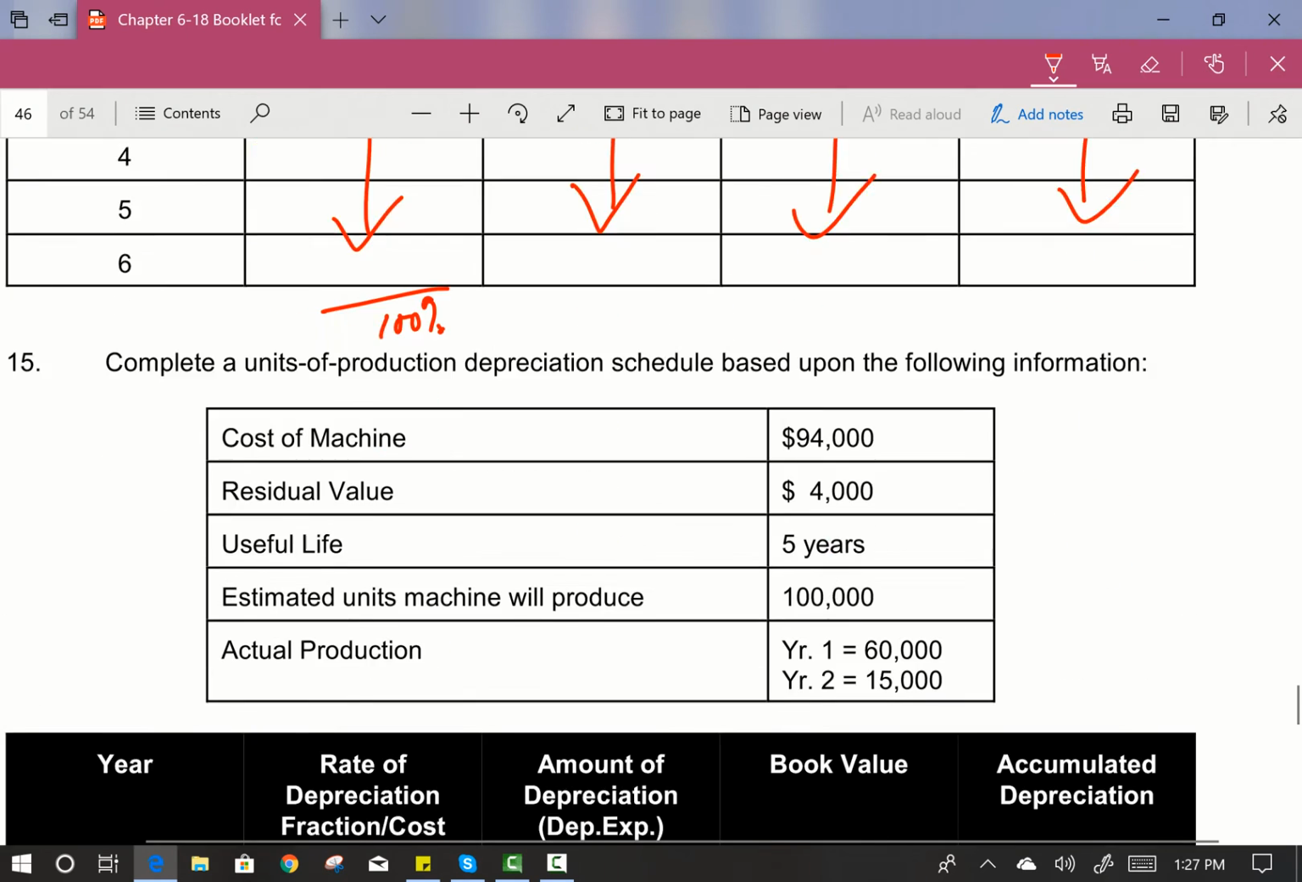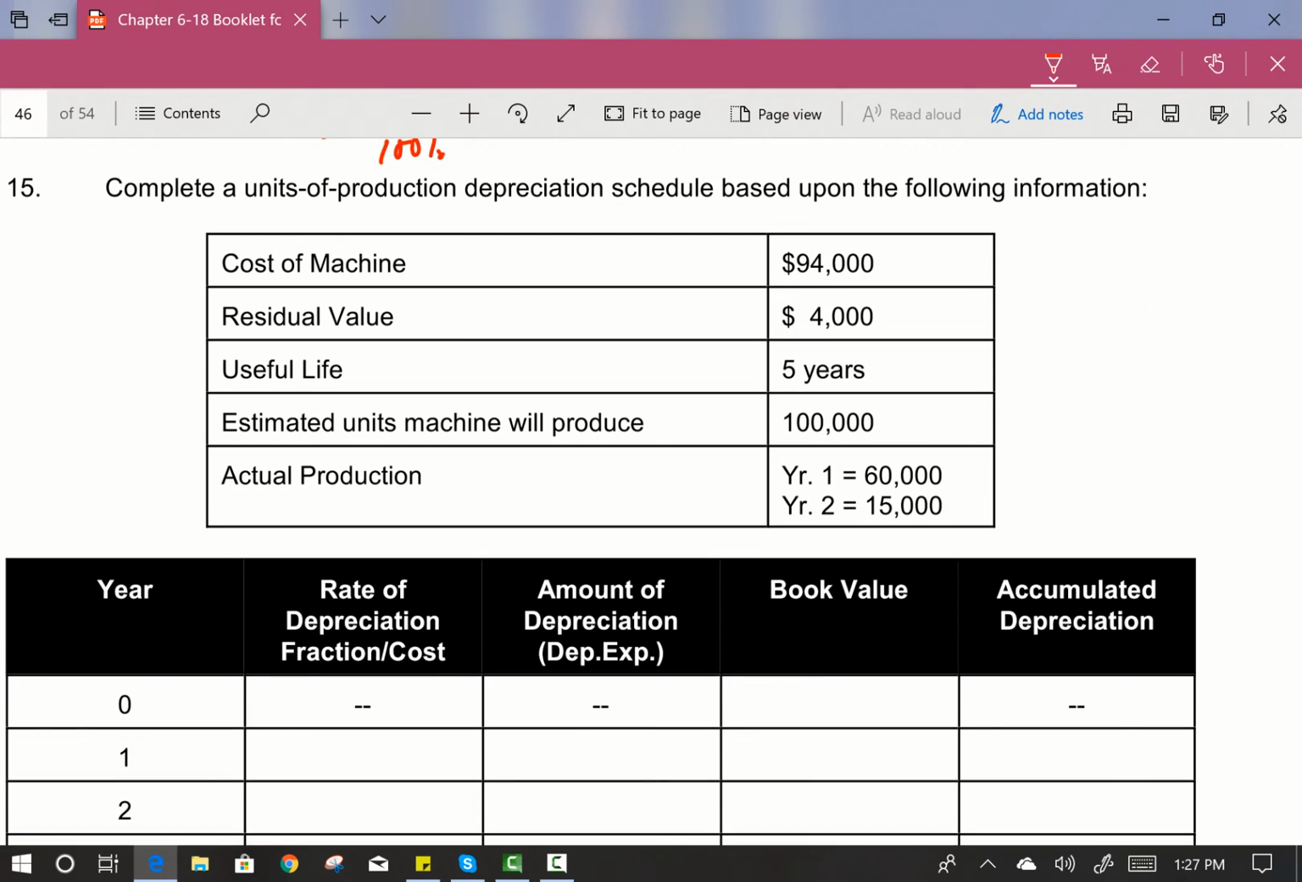Okay, then this next one, we're going to complete a units of production schedule based upon the following information. First of all, I'm going to determine what my depreciable amount is, and I'm going to subtract my residual value from the cost of the machine to give me $90,000. That's the depreciable amount.